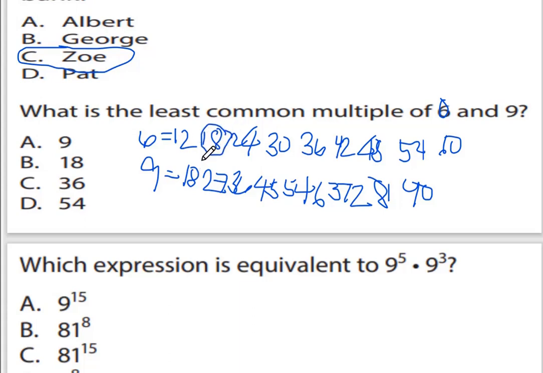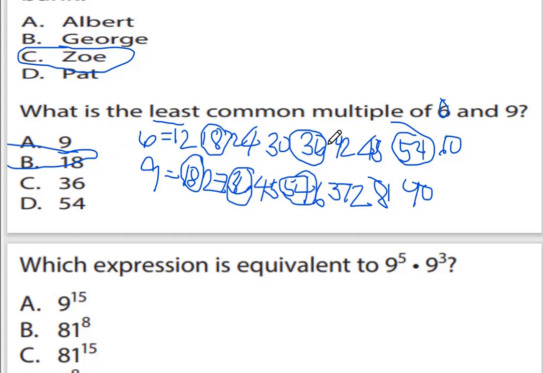So among all these multiples of 6 and 9, the common multiples for 6 and 9 are 18, 36, and 54. And it asks for the least common multiple. So among all these common multiples, 18 is the least between 6 and 9. So therefore, the answer here is letter B, 18.